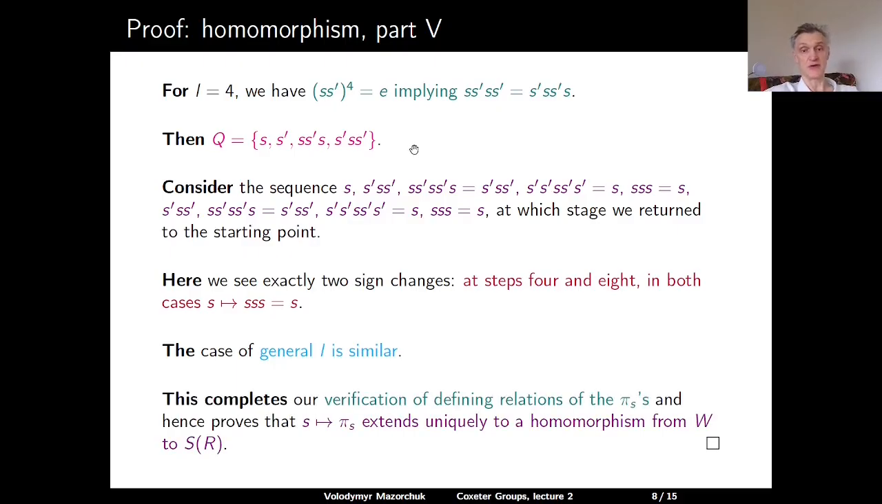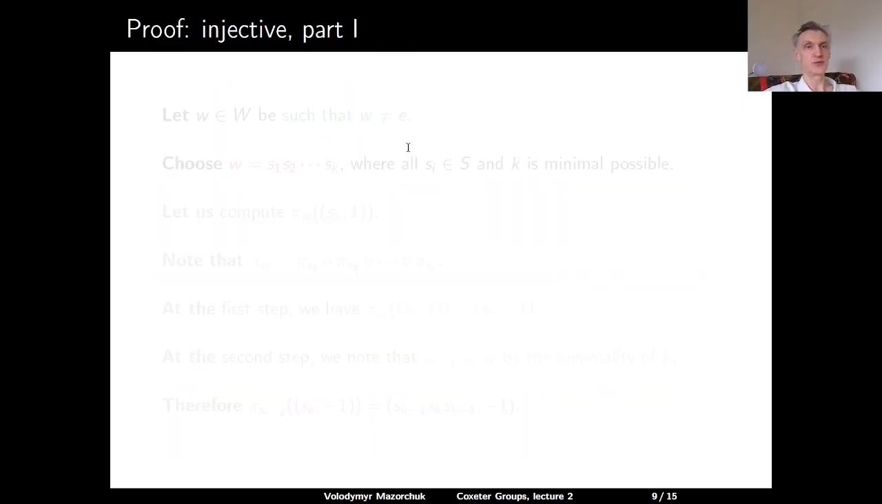And this completes our verification of defining relations. So this means that our pi s's satisfy the defining relation for our Coxeter group, and so it proves that sending s to pi s extends uniquely to a homomorphism from W to the symmetric group on the set R. Next, we need to prove that this homomorphism is injective.